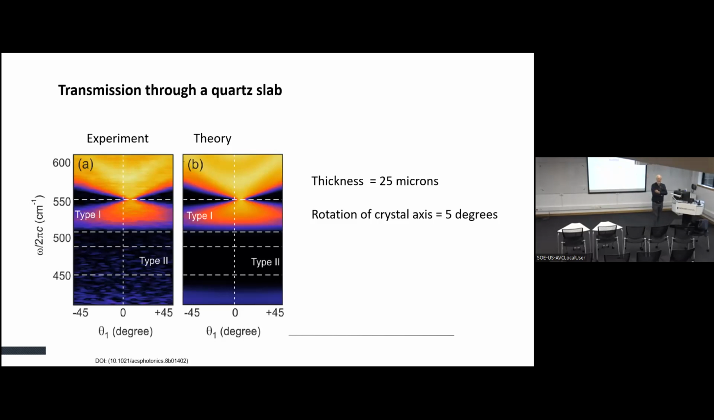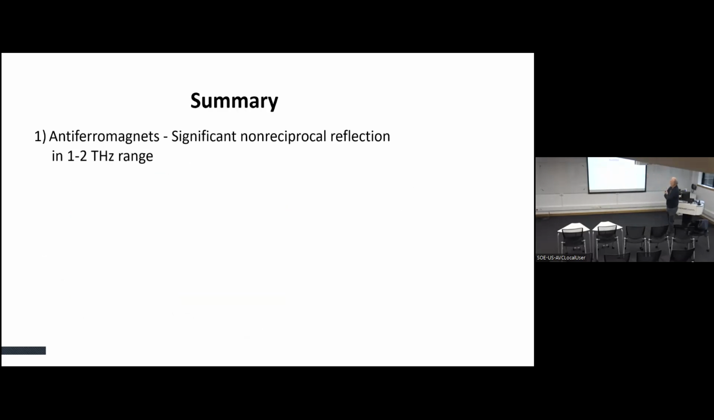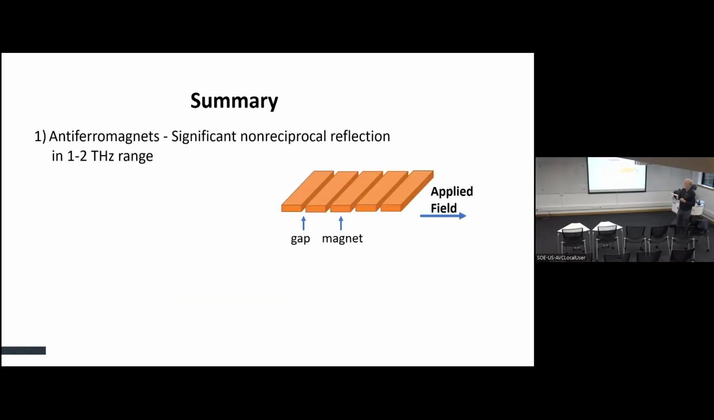Okay, so to summarize, you have lots of different opportunities to massage high frequency electromagnetic waves. If you use antiferromagnets, you can get this non-reciprocal reflection somewhere in the 1 to 2 terahertz range, tunable with a magnetic field, right? I can turn it on and off. If you build yourself a nice layered structure like that, you can get non-reciprocal reflection.